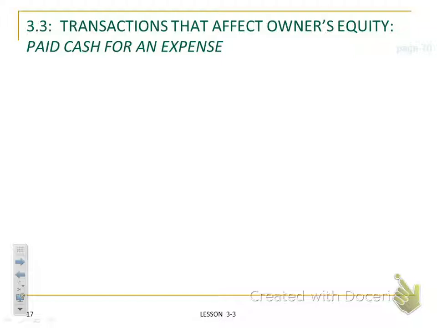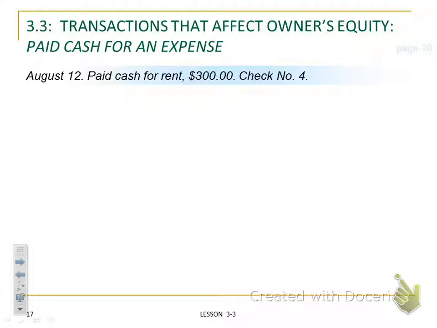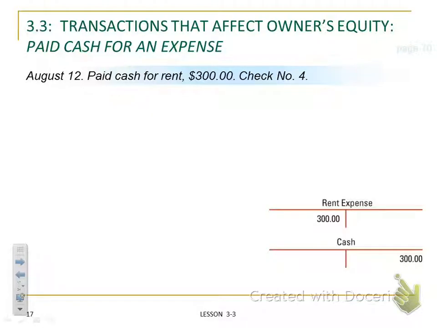Moving along, let's look at how we would journalize paying cash for an expense. We have the transaction on August 12th to pay cash for rent, $300 on check number 4. If we analyze that transaction, we know that the cash account and rent expense are affected. What type of account is rent expense? Well, rent expense is an owner's equity account, and cash is an asset.